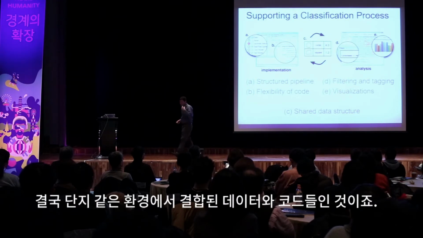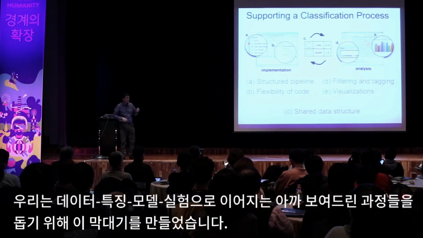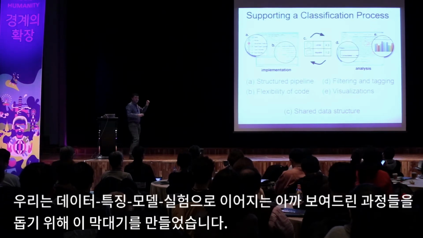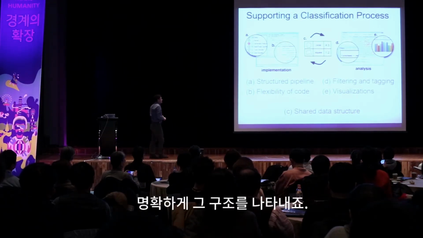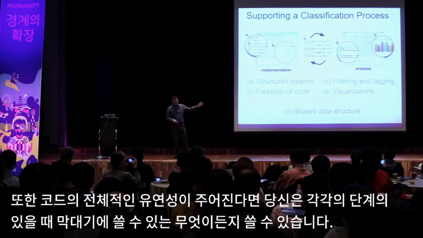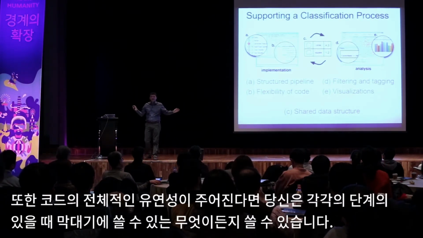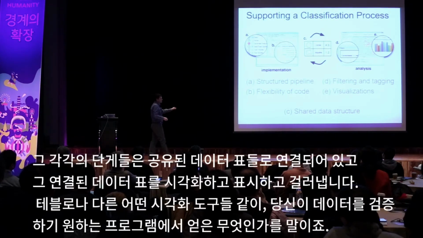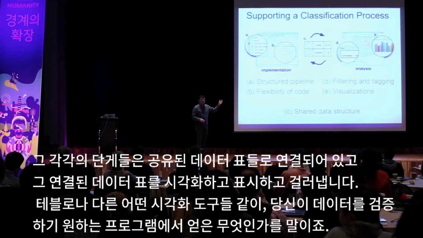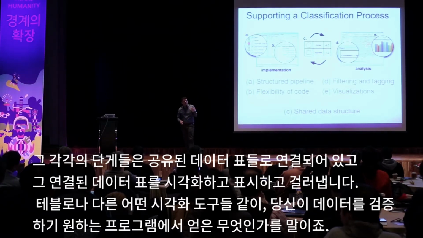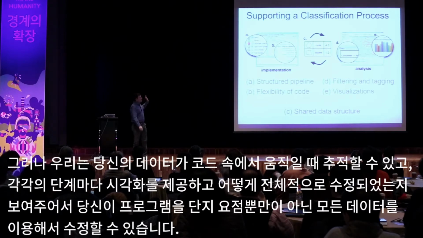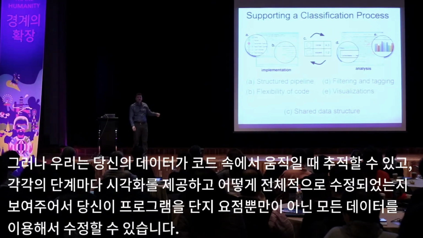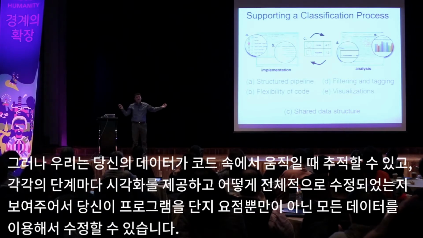Gestalt combines code with data in the same environment. We built this structured pipeline that supported that progression that I've shown you from data to features to models to experimentation, explicitly represented that structure, but then provided the full flexibility of code. You could write anything that Python can write when you were in each of these stages. That was connected through a shared data table that we then linked up with visualizations and tagging and filtering, the kinds of things you get in a tool like Tableau or in other visualization tools where you want to be able to inspect your data. But then we could track your data as it moved through your code and give you visualizations at each different stage of your data and how it was being modified as a whole. So you could debug your programs with all of your data and not just with breakpoints.